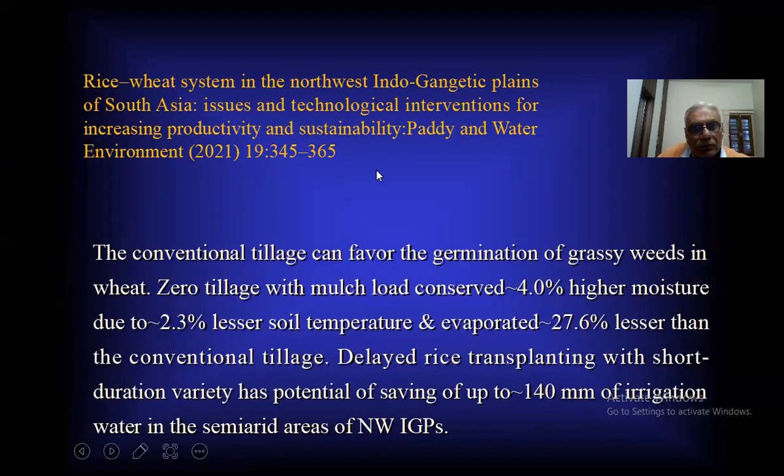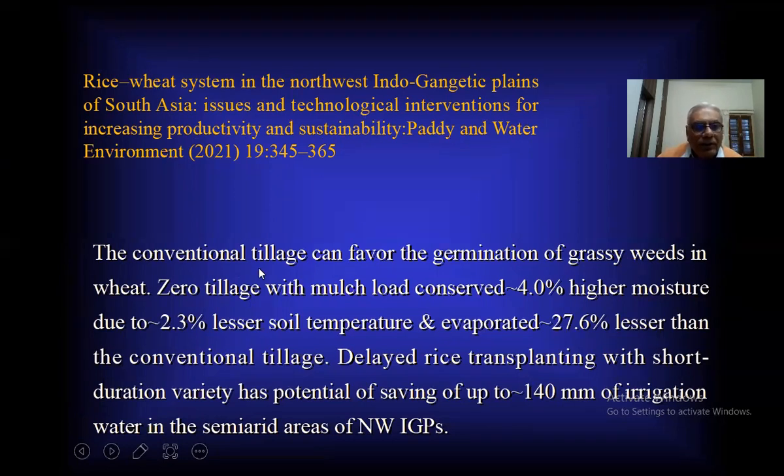So it is a research paper, "The rice-wheat system in the Northwest Indo-Gangetic Plains of South Asia: issues and technological interventions for increasing productivity and sustainability," published in Paddy and Water Environment. It is published in 2021, recently.